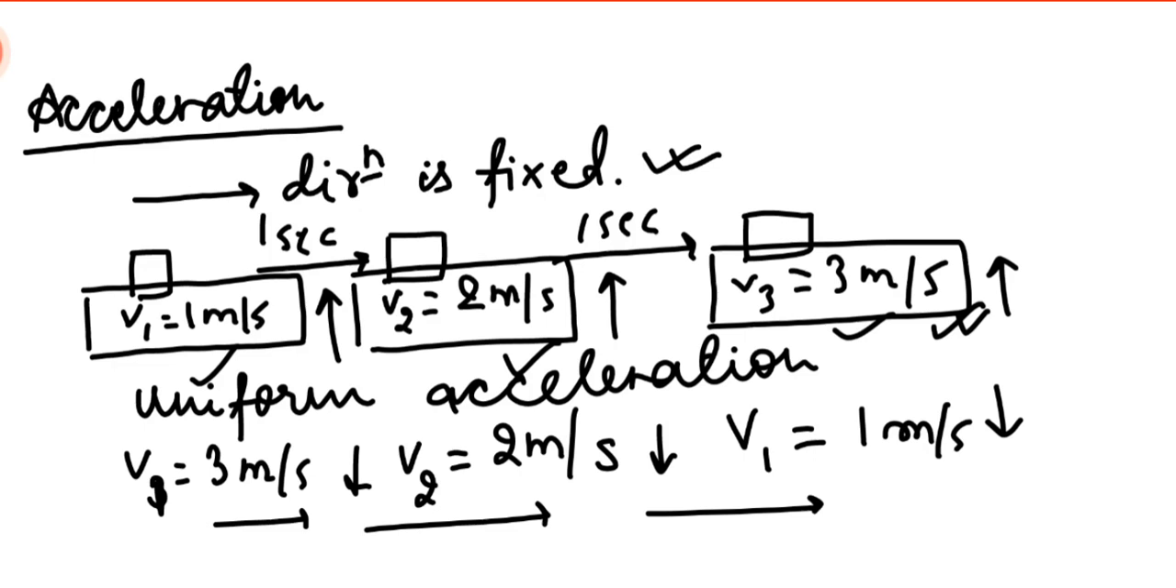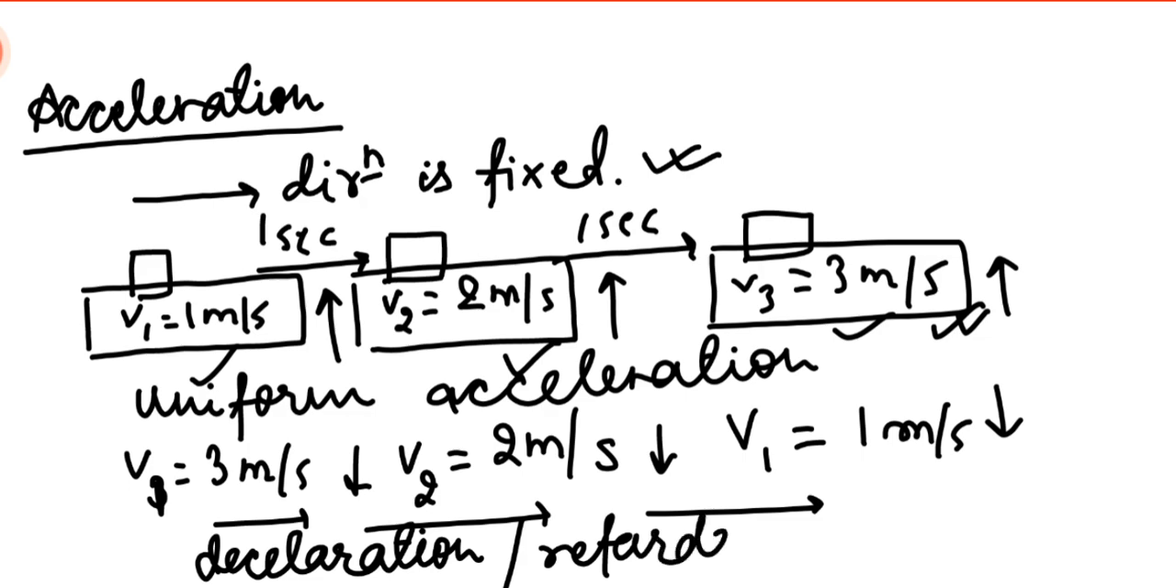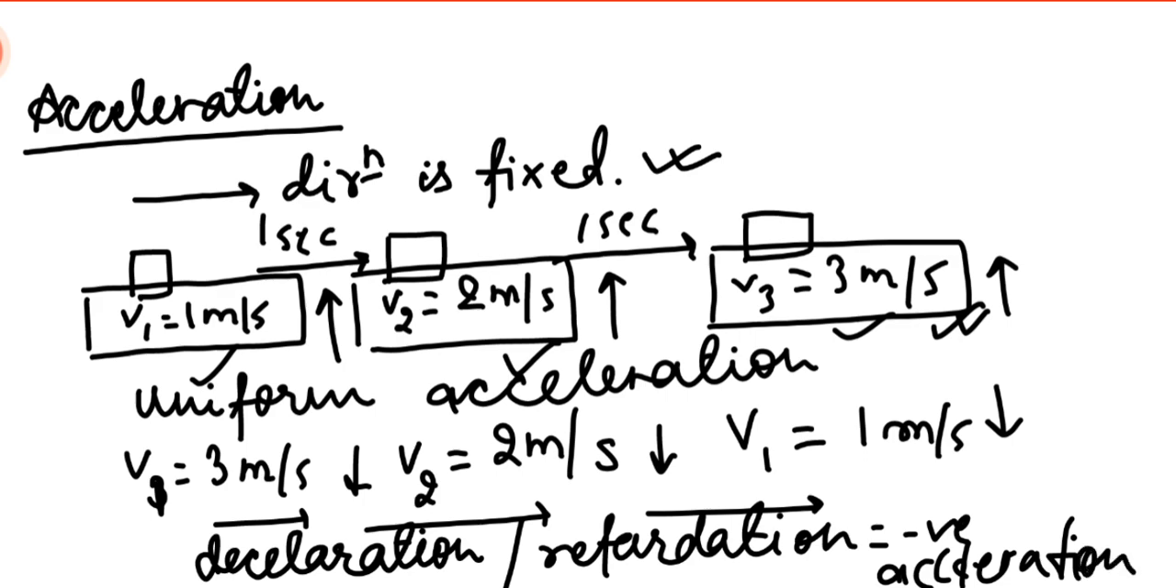Okay, students. Now, negative acceleration might somewhere be written as deceleration, or it might be written as retardation. Both are the same thing, that is the negative of acceleration. Hope it is clear. Hope the uniform acceleration, positive acceleration and negative acceleration are clear to you.